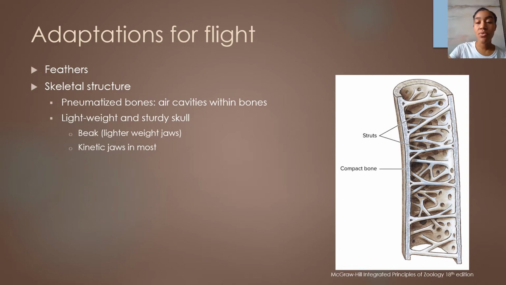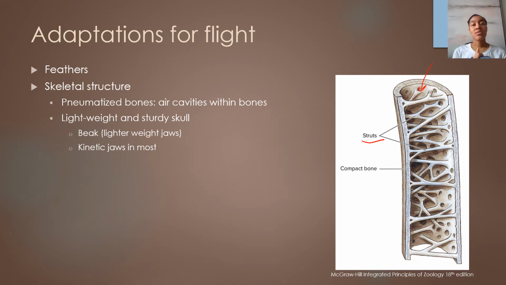So you can see an example of a cartoon of the pneumatized bone here. And from this cross section, you can clearly see that this bone is mostly hollow. It's a lot of empty space. And the bone is held together by these struts that give it a little bit more scaffolding and support on the inside. This hollow bone structure allows for the skeleton of a bird to be far less heavy, or far less dense, than the skeleton of a mammal of the same size.